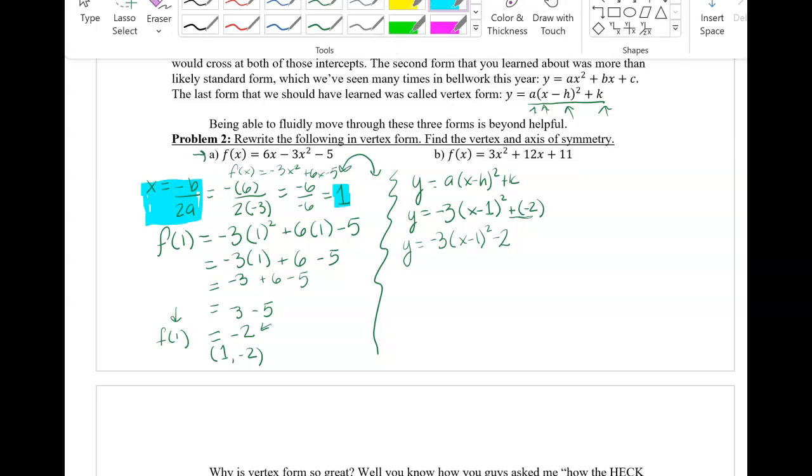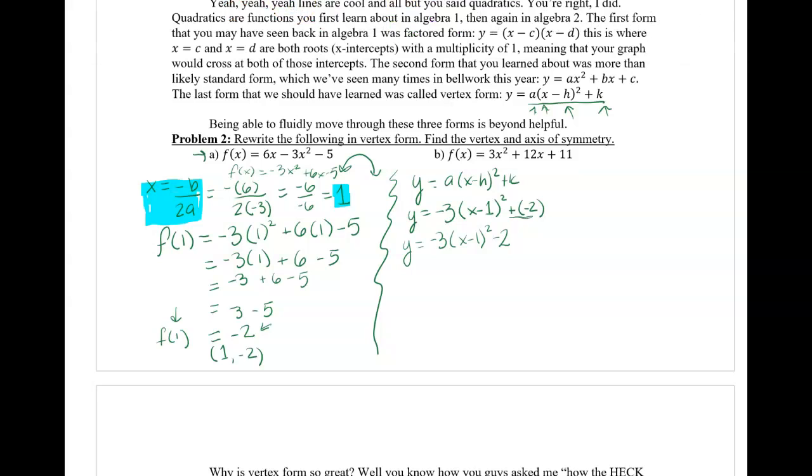So my axis of symmetry, which I normally represent with AOS, is just x is equal to 1. And there should be no surprise that your axis of symmetry's x should also match your vertex's x coordinate. Your vertex should lie on your axis of symmetry when it comes to parabolas and absolute values.